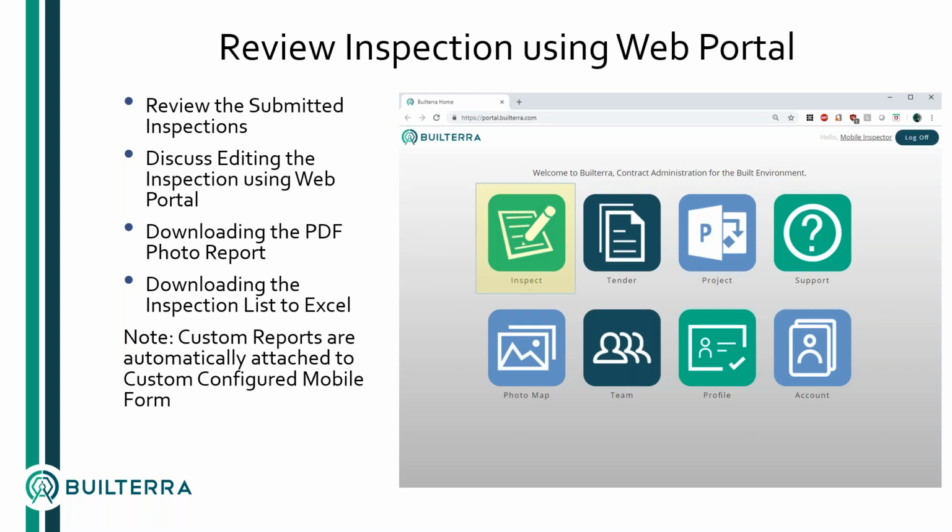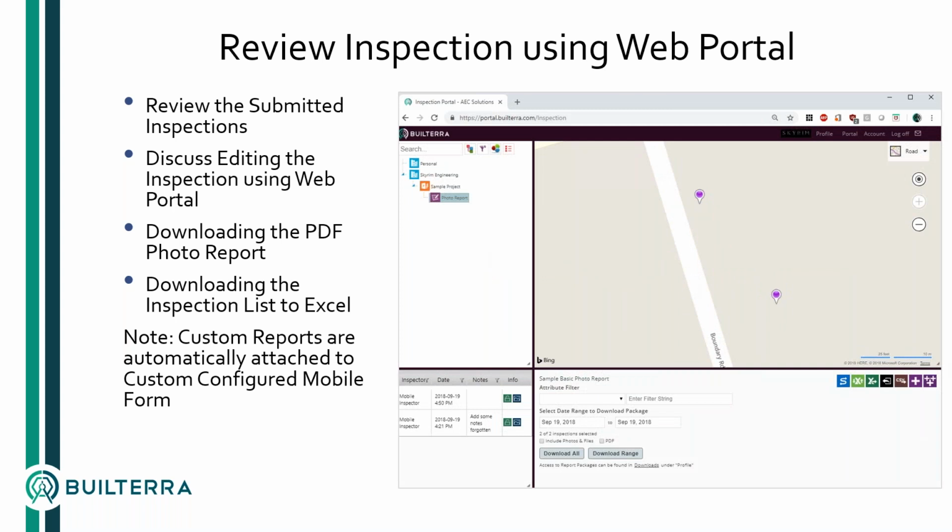So you'll select the inspect option once you log in, and it'll bring you to the inspection portal. Every project is in the left-hand corner. Every inspection form is shown as a purple box. All of the inspections that are submitted from the field are shown in the lower left-hand panel. So the inspector name, the date, the notes, all of that is configurable based on how you set up the form. So if you wanted the name of the report, you could use that instead of inspector name.